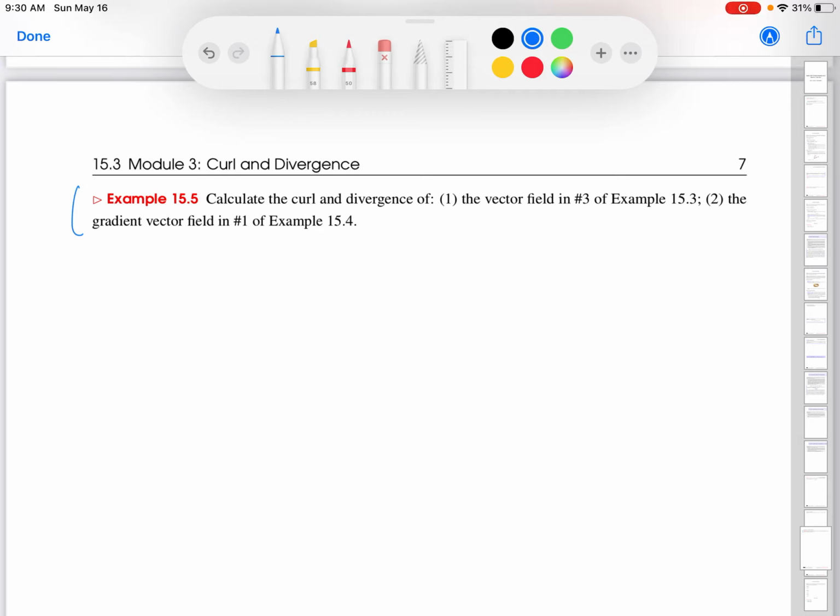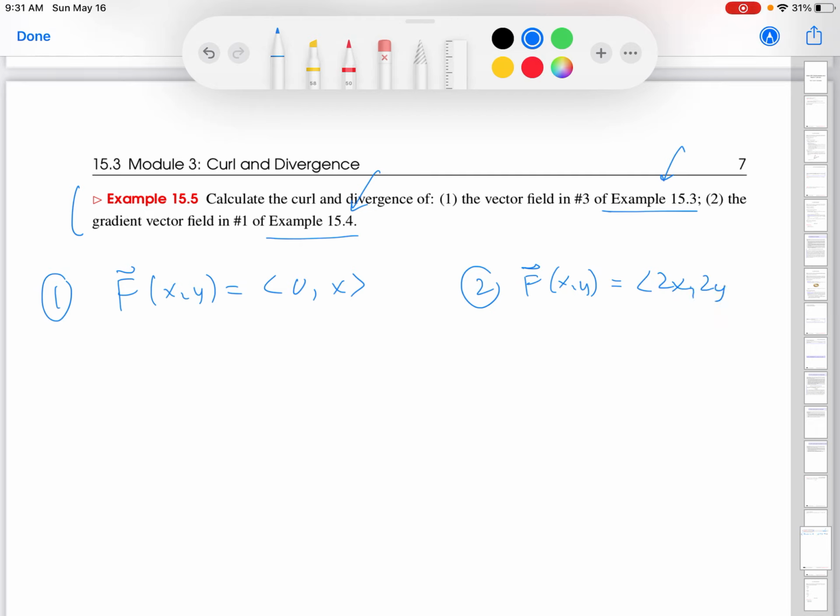This example says calculate the curl and the divergence of the vector field in number 3, in example 15.3, and then the one in 15.4. The first one, in example 15.3, was 0 and x. And the second one, in this other example, ended up being the gradient that we calculated, if you go back and look at the video from module 2, which was 2x and 2y. Great. So at this point, what I'm going to do is calculate the curl and divergence of both these vector fields to illustrate how you do this calculation.